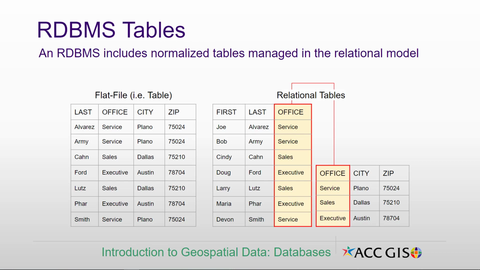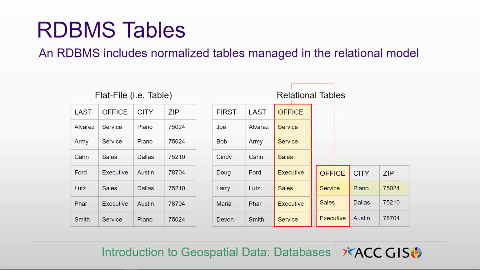And you can see there's a lot of redundancy in that flat file. For example, Alvarez, Army, and Smith are all officed in the service office in Plano in the zip code 75024. And so if the office moves, for example, to a new zip code, I have to update the zip code in 3 different records. That's not very efficient. In a relational table, you split out the repetitive data, in this case, the office, city, and zip, into its own table, and then relate that back to the employees.